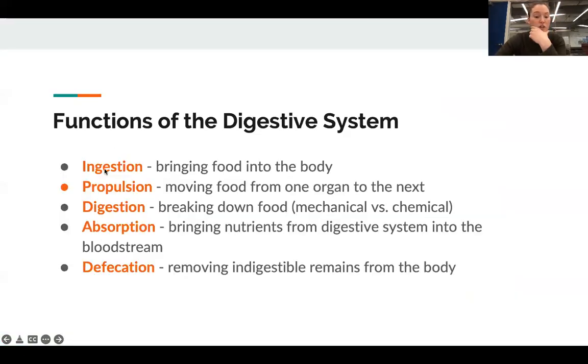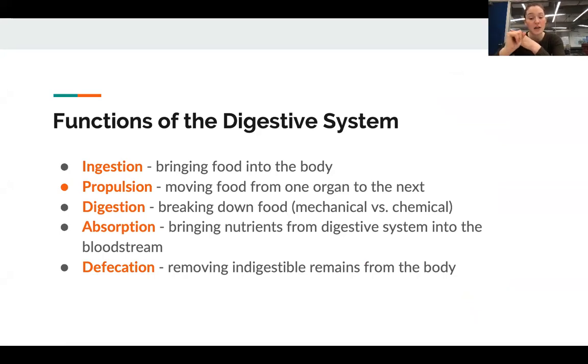All right, so here are the functions of the digestive system. There's ingestion, which is bringing food into the body, right? So we're talking about mostly the mouth in that case, okay? Then there's propulsion, so moving food from one organ to the next. A lot of organs do that. In fact, a lot of our organs will do multiple of these, okay? So the mouth swallows, that's propulsion.